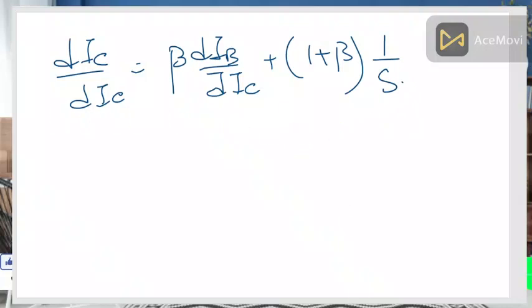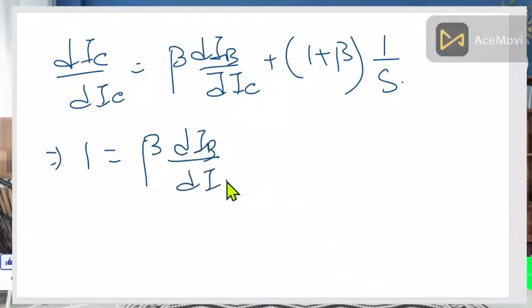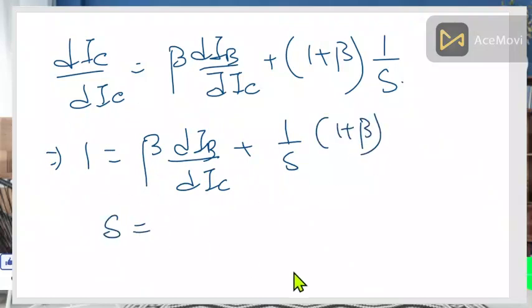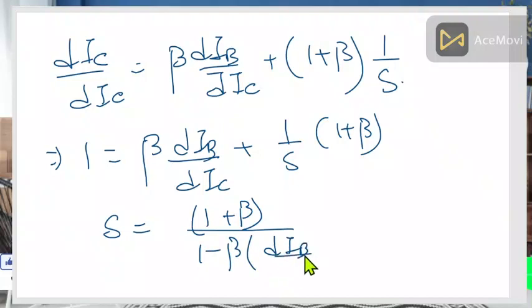So this is the alternative expression. Since this quantity is equal to 1, you can rewrite it as 1 minus beta dIB by dIC equals 1 by S into 1 plus beta. From here you can get an expression for S, which is 1 plus beta upon 1 minus beta dIB upon dIC. This is the alternative expression for the stability factor.